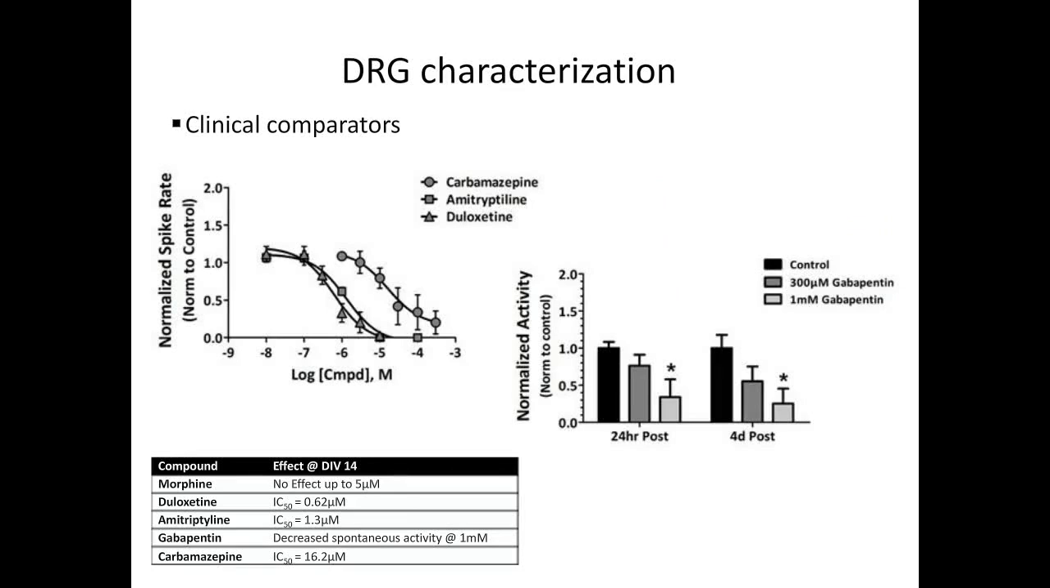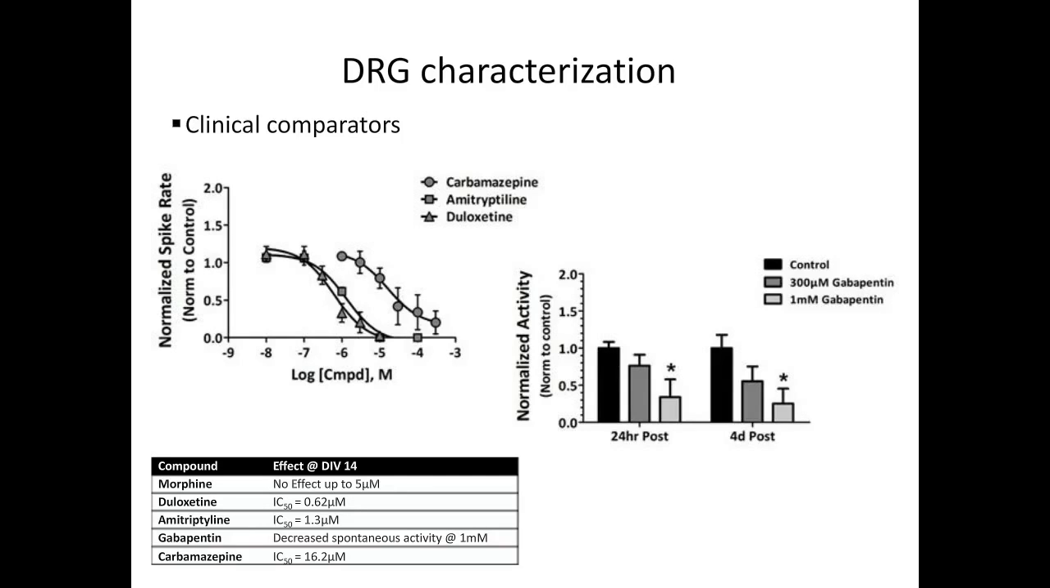And finally, in order to validate this model for pain, we looked at some different compounds that have been used in the clinic for pain, such as carbamazepine, amitriptyline, and duloxetine. You can see here in the upper left-hand corner that we do see nice dose responses with these three compounds. They're able to inhibit spontaneous activity.